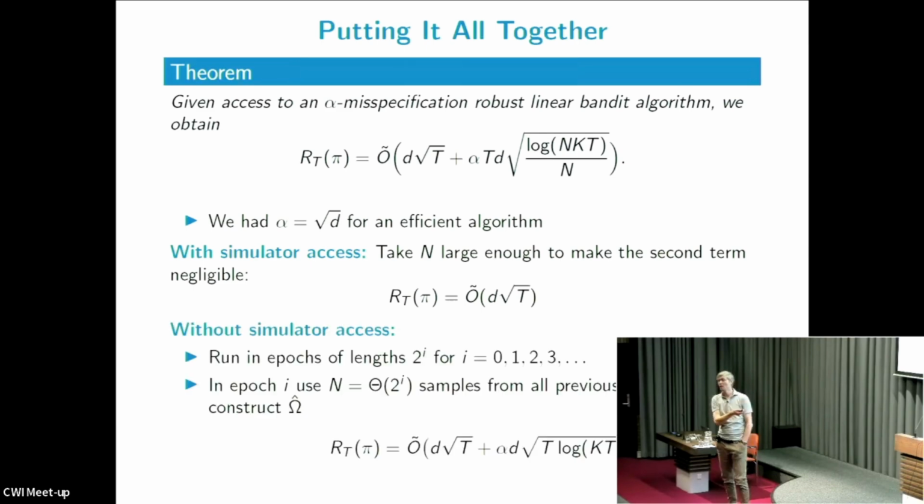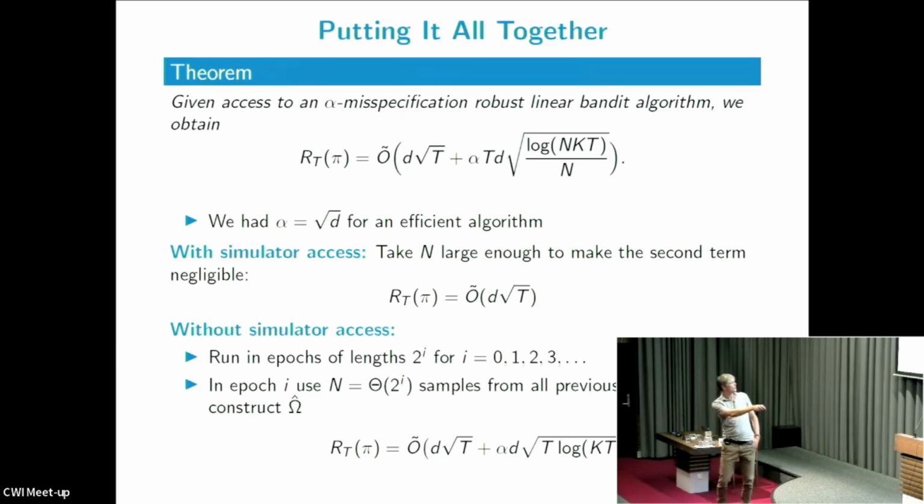If we don't have a simulator, the trick is that you can run this algorithm in epochs of exponentially increasing lengths, and you use the observations from the previous epochs as estimates for the next epoch. So you estimate psi hat from the previous epochs to use as the psi hat in the next epoch. If you do that, then you don't control n directly. It comes from the construction, and as a consequence you get a worse rate, where there's a d square root t. Hold on.